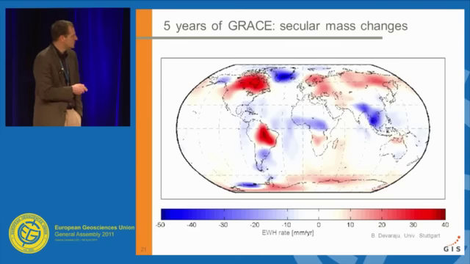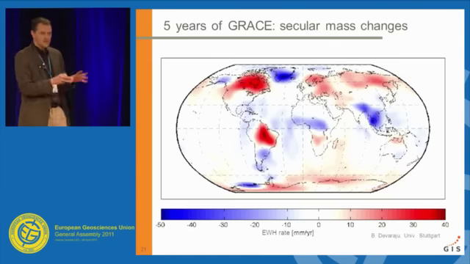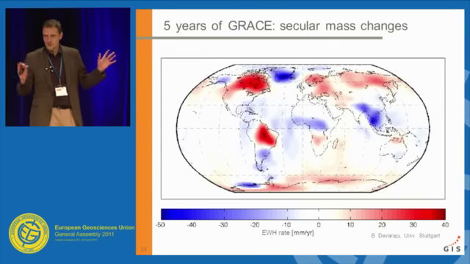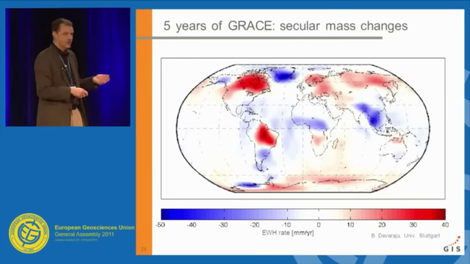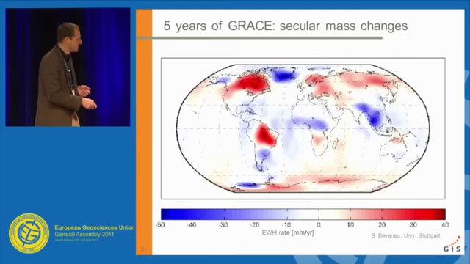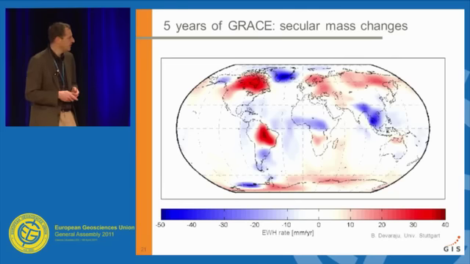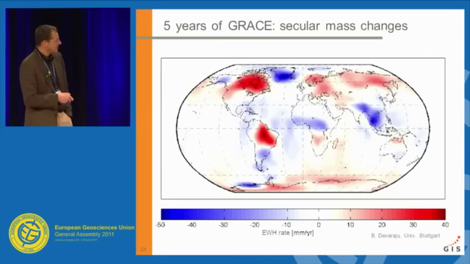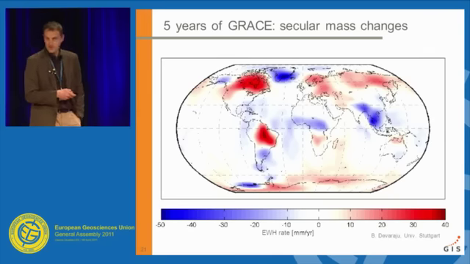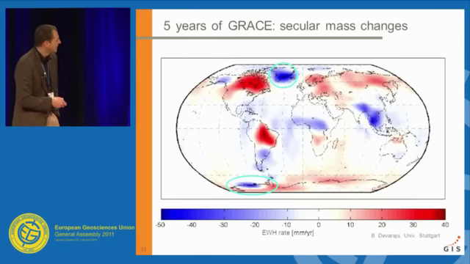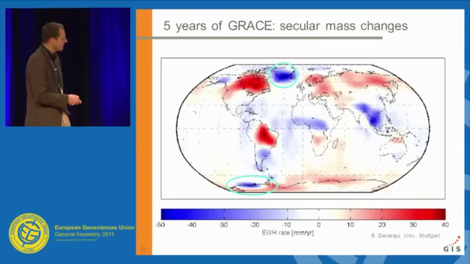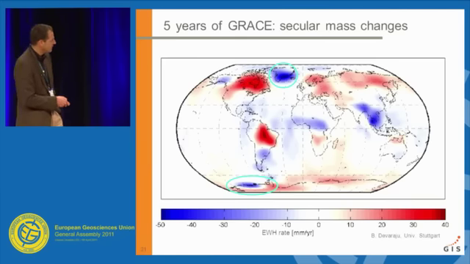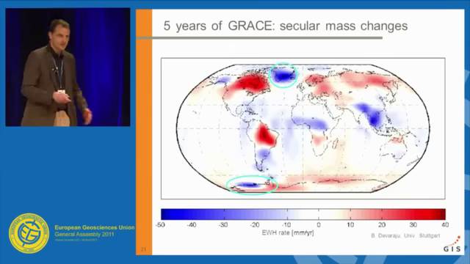So this is the secular mass changes over 5 years of GRACE. Mass changes from all different kinds of sources. So in order to convert that to the same level, it's usually translated into equivalent water height. Unit is millimeter per year. And you're really looking at, I would say, fantastic geoscience here. For instance, Greenland ice cap melting. Also, West Antarctica is melting, so whenever it's blue, mass is lost.